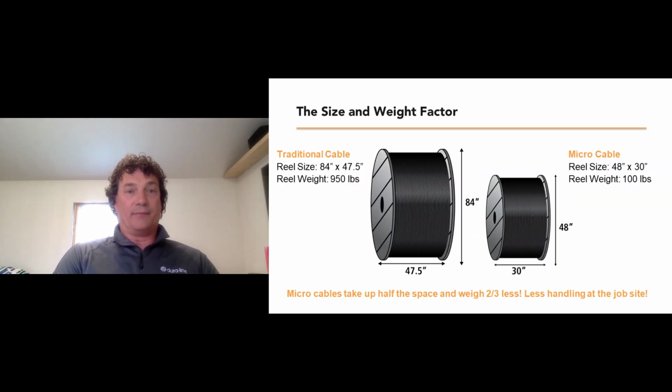So on to handling. When you take a look at size and weight, when you take a look at the traditional cable, it's on a huge reel, and these two reels are the same footage, but there's a vast difference. So 60% less size and 70% less weight. So it's much easier to handle on a job site.